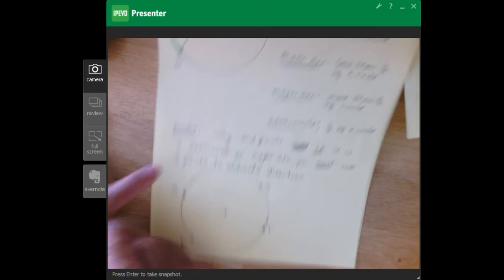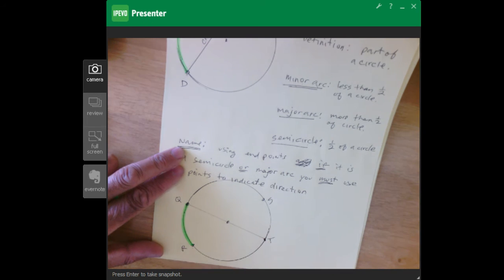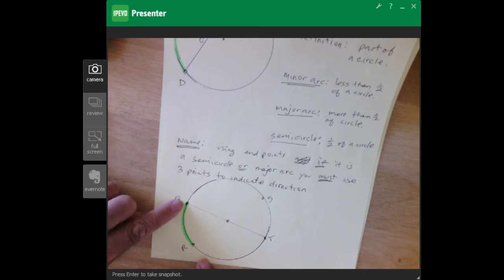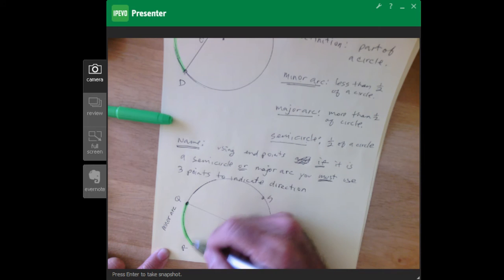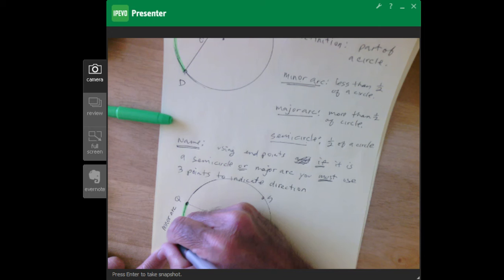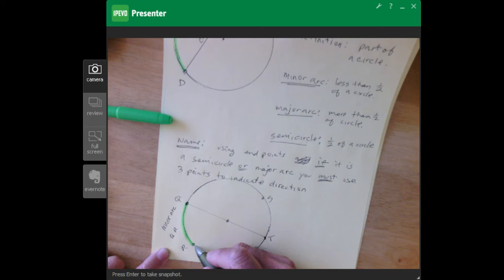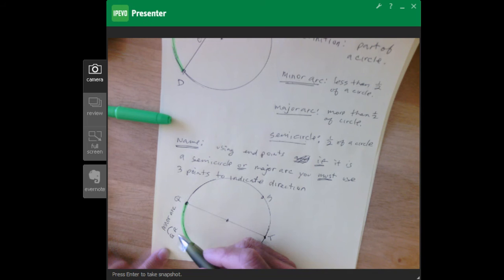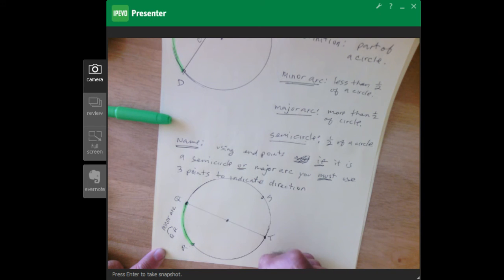Now, if we go the short way, in this case, the short path is less than half a circle. So that's a minor arc. We need the endpoints, which are Q and R. Order doesn't matter. We can make it RQ or QR. And you can write it like that. You do not have to write minor arc because we just assume that the shortest path is the one we take.